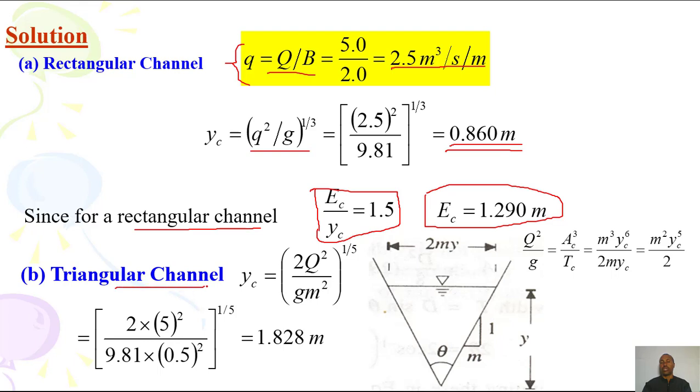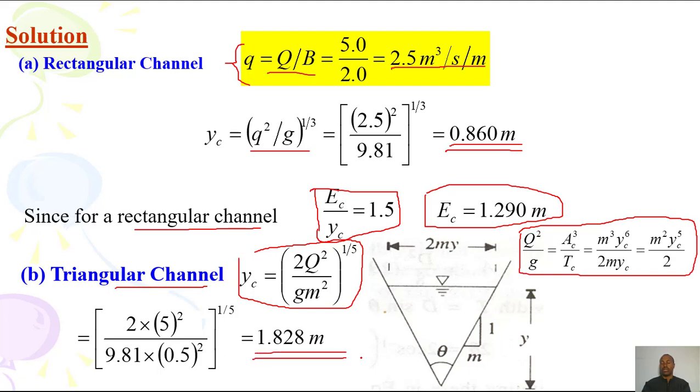Now let us proceed to the triangular channel. For a triangular channel, you have this formula, YC equals 2Q square over G M square, the whole 1/5. This is the geometry of a triangular channel with apex angle theta and 1 to M side slope. For critical flow condition, we already derived from this equation, Q square over G is equal to A cube over T. Then area is M Y square, and since it is cubed, M cube YC to the power of 6. If you rearrange this equation, you get the general equation for critical depth calculation for a triangular channel. Then if you substitute the given parameters, you get critical depth 1.828 meter.